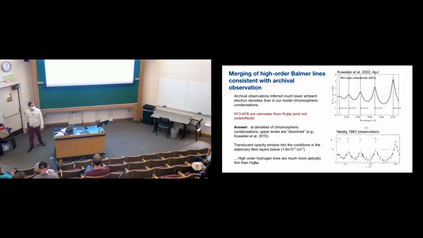Okay, that's a general slide that summarizes the low order hydrogen lines. H alpha, H beta, H gamma. These are very optically thick. Okay, they're entirely redshifted, highly broadened.